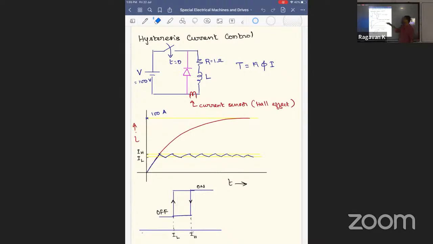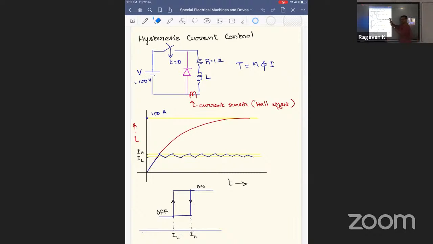Now, we are interested in a certain amount of torque, which most of the time we call speed control, but a better terminology would be torque control. Torque is equal to K phi I. K is a machine design constant, phi is the flux, and this is the current. Now, if I want a lesser torque, then I have to control the current. So if I leave the switch closed, finally the current in the circuit is decided by the resistance of the circuit.